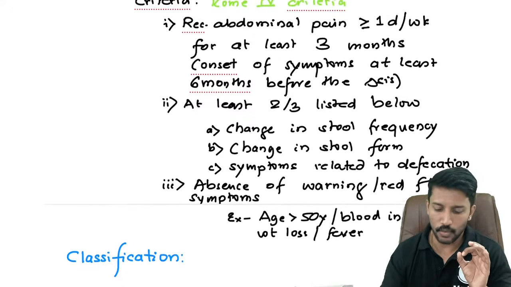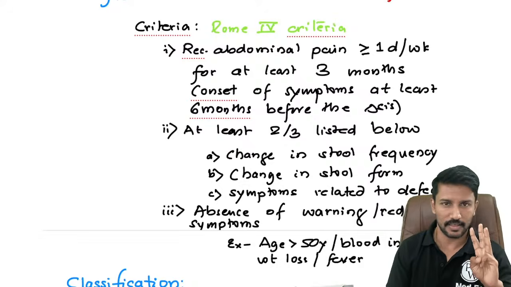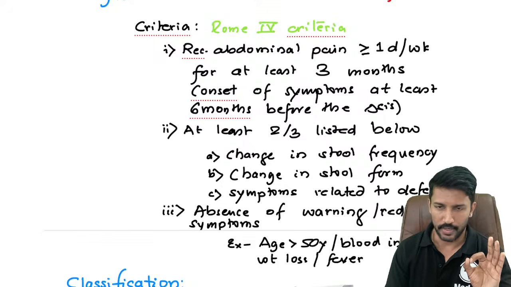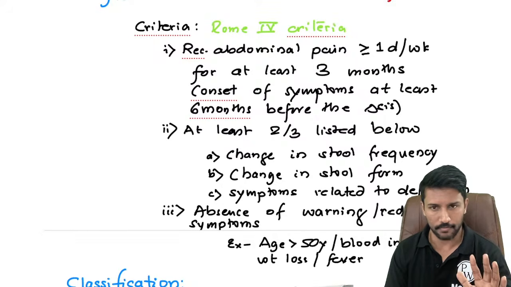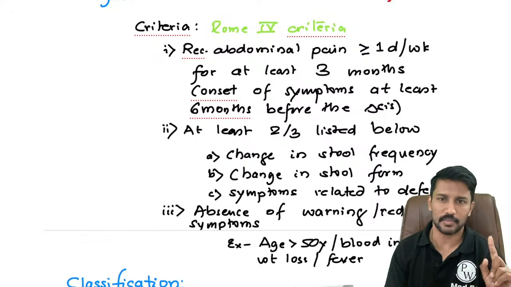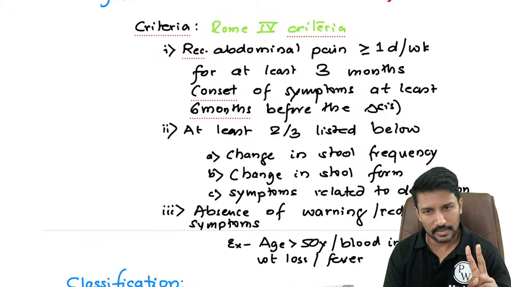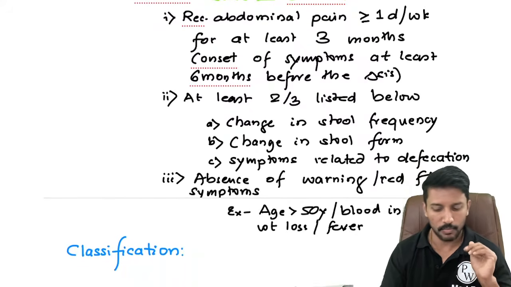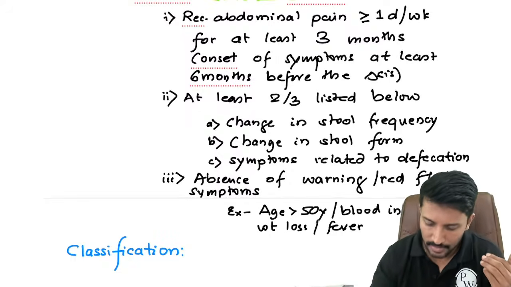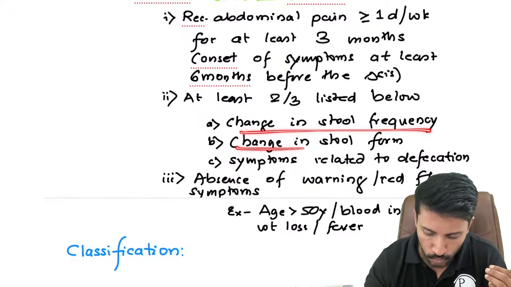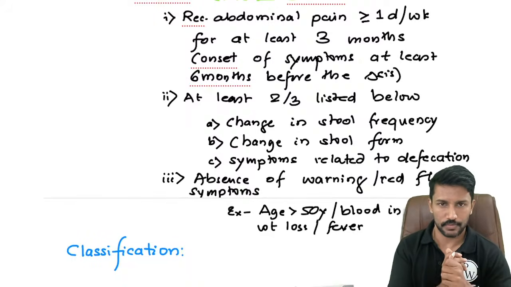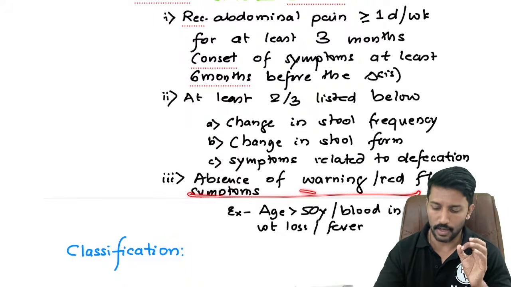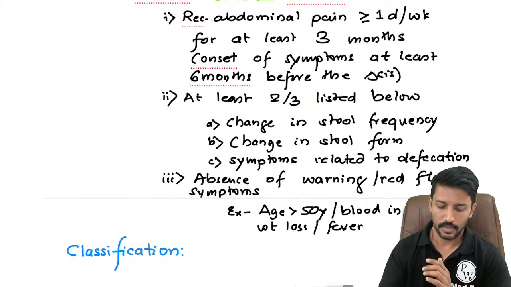So this criteria we call Rome 4. 3 things are there. First, recurrent abdominal pain, at least 1 day per week in the last 3 months on average, and the symptoms have started 6 months ago. Second is, out of the 3 features listed below, at least 2 should be there: either there should be change in stool frequency, stool form, or the symptoms should get better on defecation. Last one, absence of warning or red flag signs.